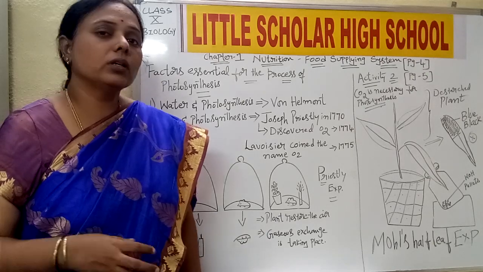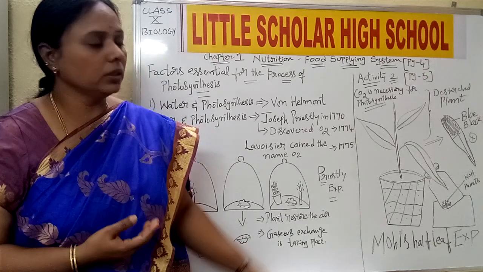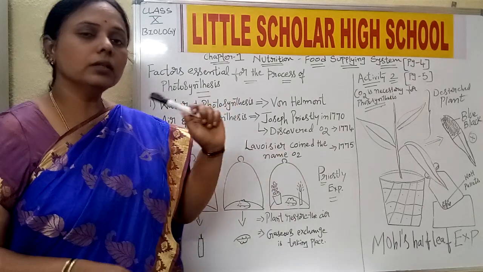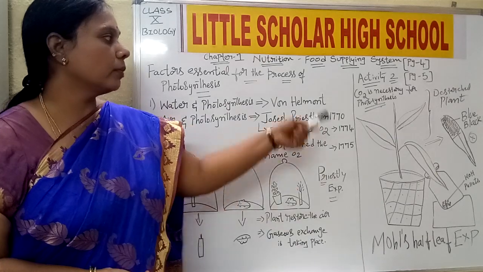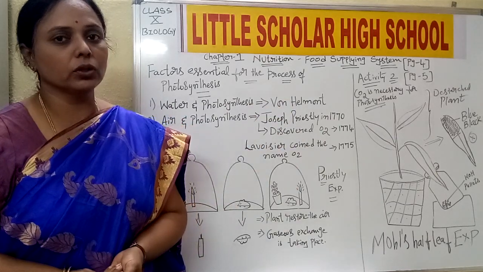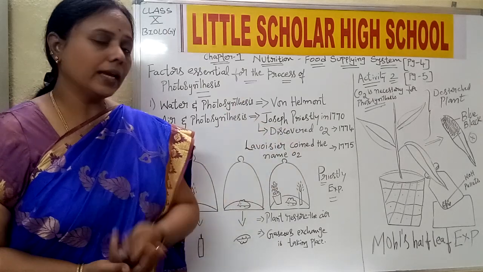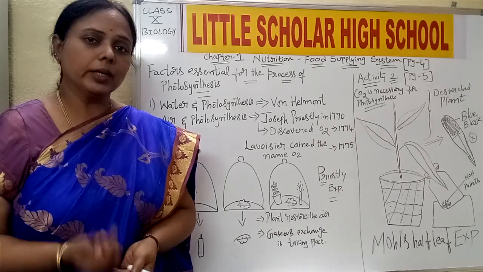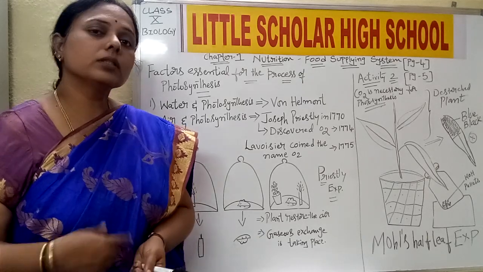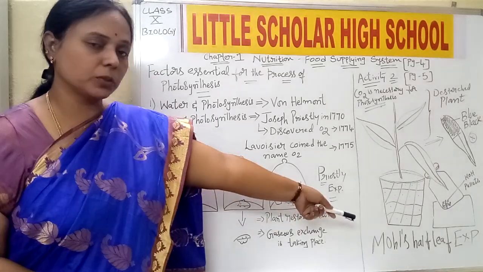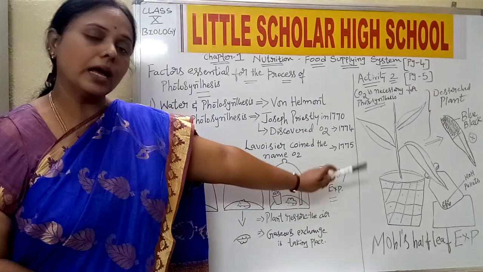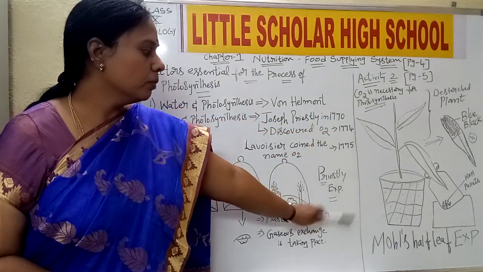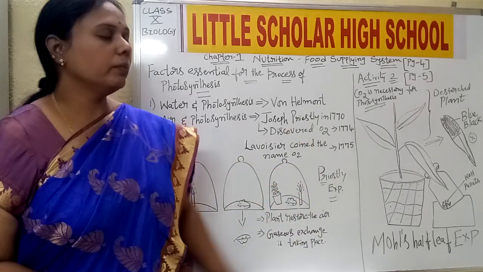Now the question can be, what is the use of potassium hydroxide in this particular experiment? It absorbs carbon dioxide. So this is the test to be conducted to prove that carbon dioxide is necessary for the process of photosynthesis. And in the exam they can ask you to write the experiment to prove that carbon dioxide is necessary for photosynthesis, or write Moll's half leaf experiment. Both mean the same, and the answer remains the same.